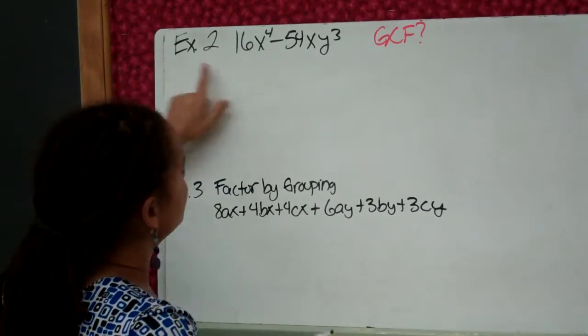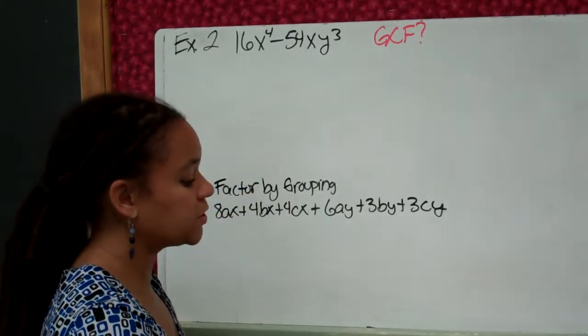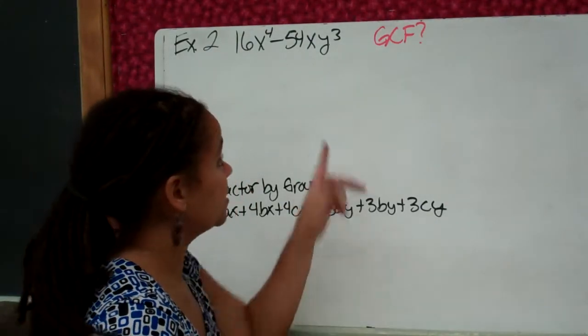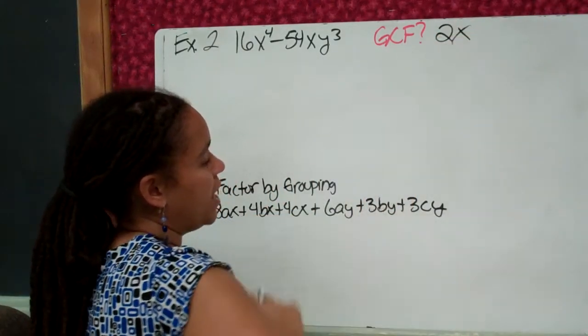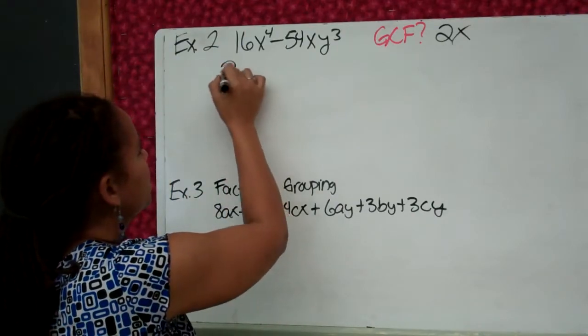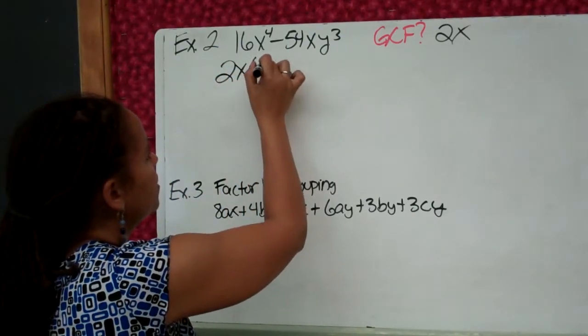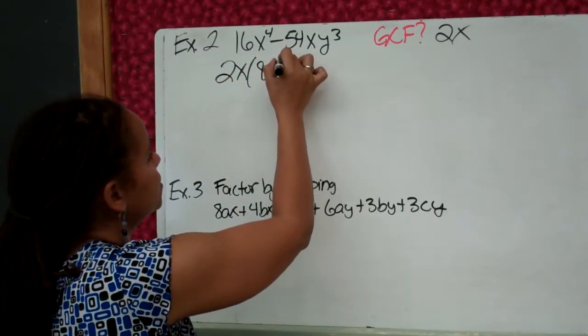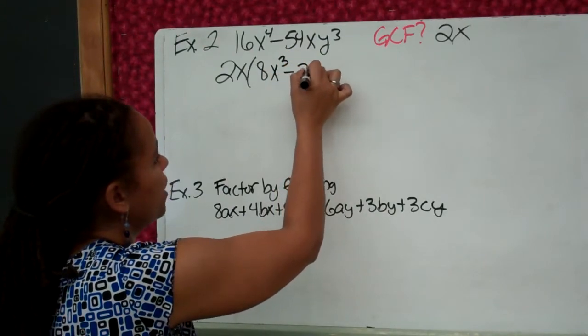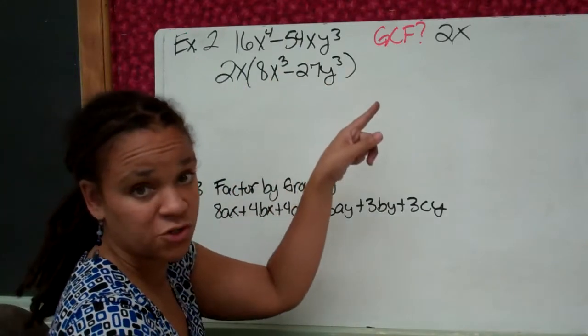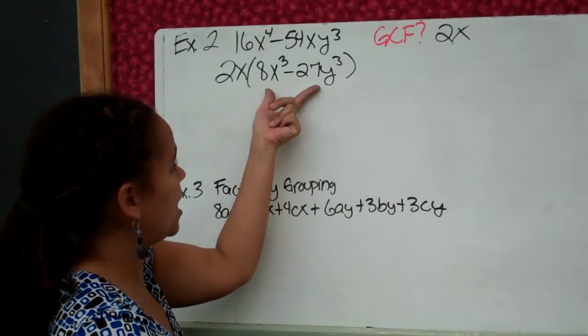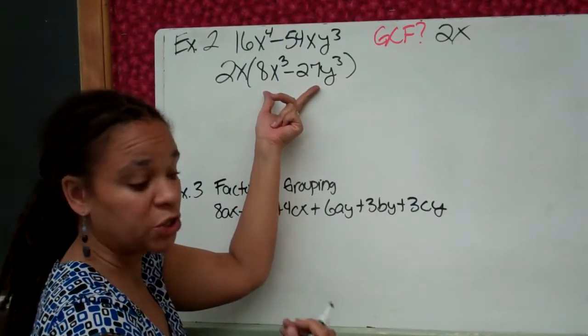Example 2, 16x to the 4th minus 54y cubed. Look at the GCF. Is there a GCF? Yes, there is. I can take out 2x. If I pull out 2x, then I'm left with 8x cubed minus 27y cubed, because I divided the 2x out of each term. Now, if you look on the inside, I'm left with a difference of perfect cubes.